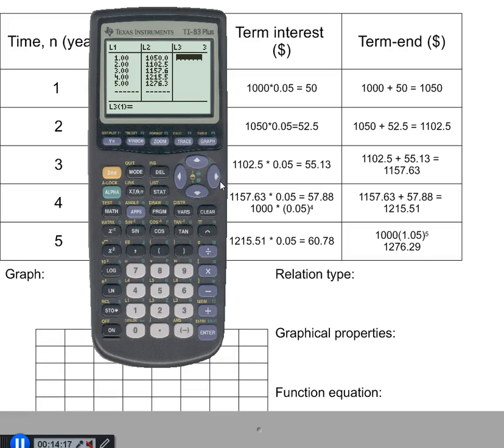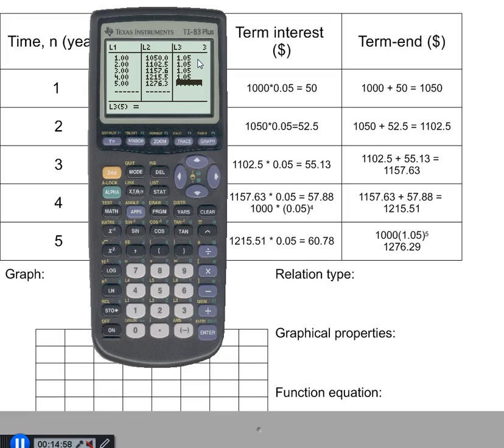it'd be a little bit tedious to do with the graphing calculator because there's no quick way of taking the ratio of successive terms, but we could enter it in as we see it, 1102.50 divided by 1050. And look what we get, 1.05. Let's try 1157.60 divided by 1102.5. 1.05. 1215.50 divided by 1157.60, also 1.05. And the last one, just to convince you, is shown. So 1.05 is the multiplier.